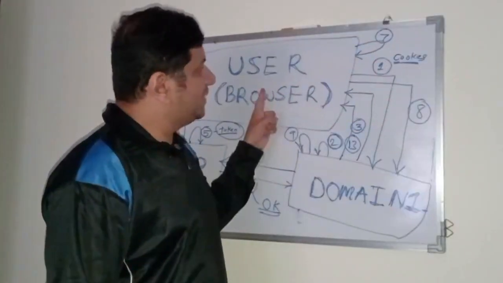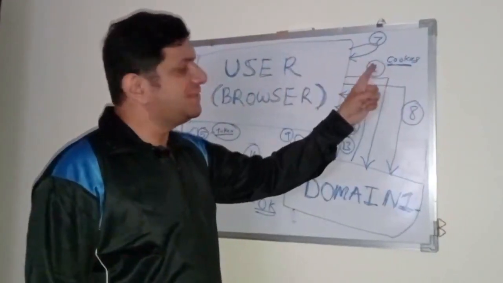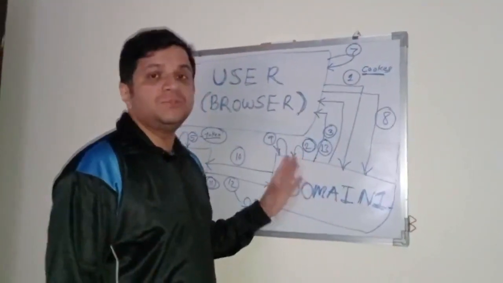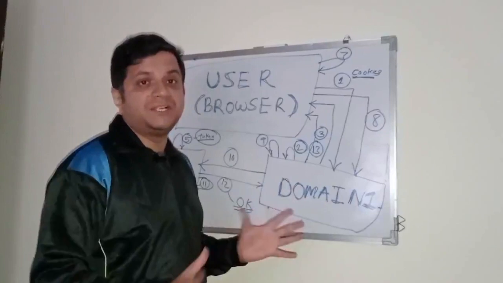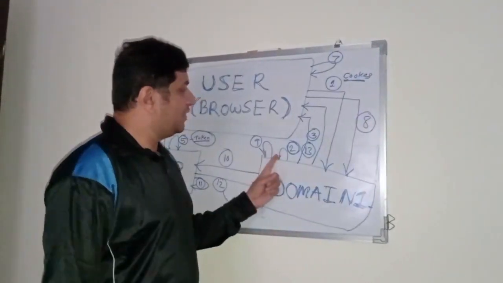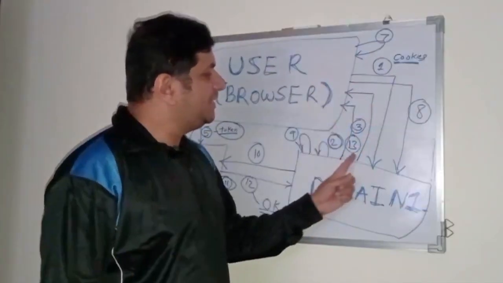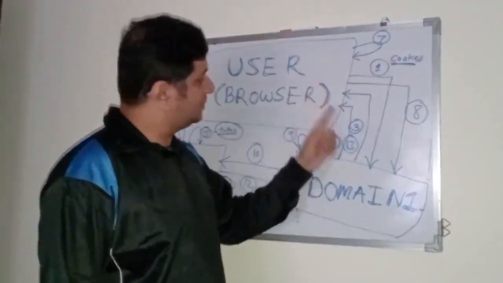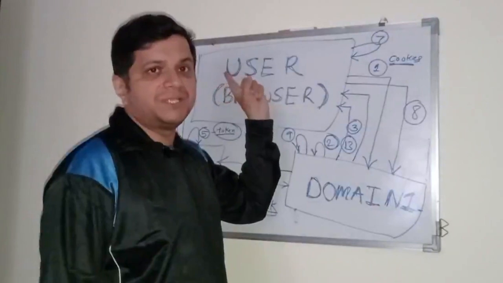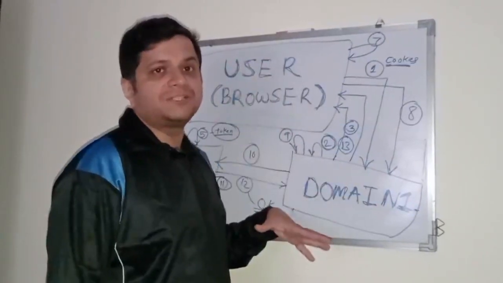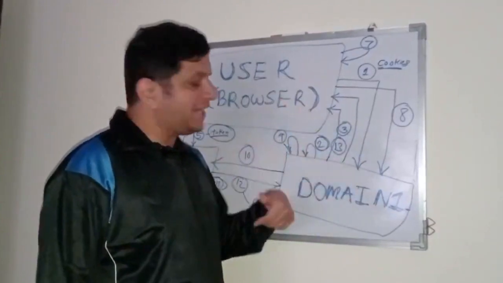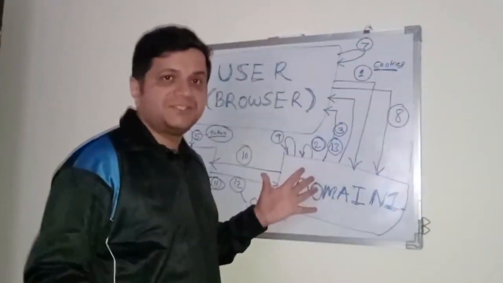So the browser sends cookies in step number 1. Domain 1 checks the cookie in step number 2 and finds no authentication information. So it sends back a redirect to IDP in step number 3. It tells the browser, now go to IDP to get yourself authenticated, and redirect back to me as well once the authentication is successful.